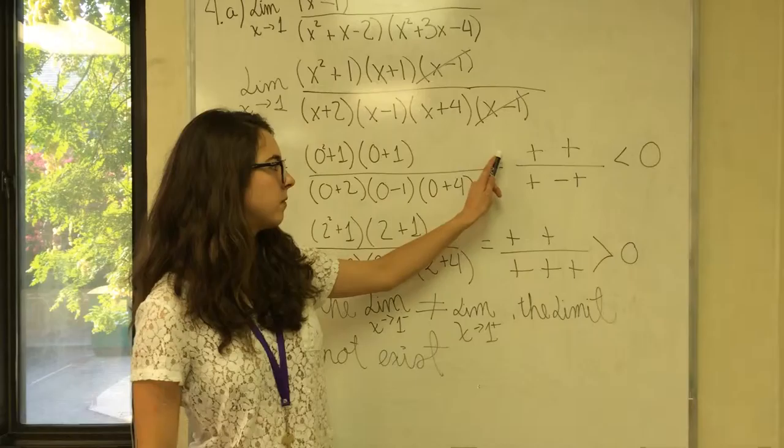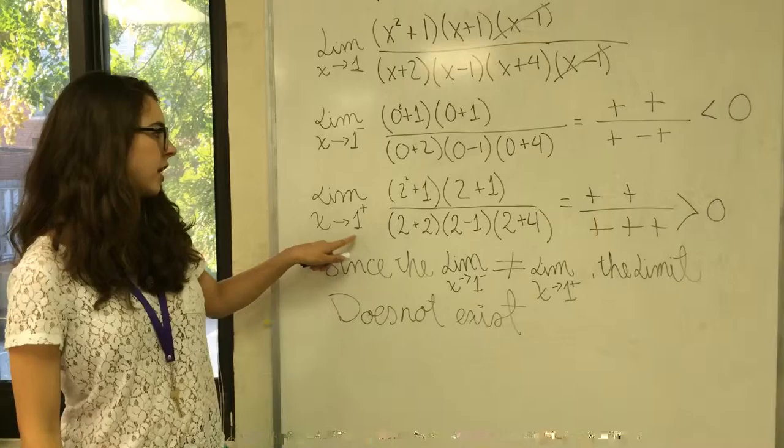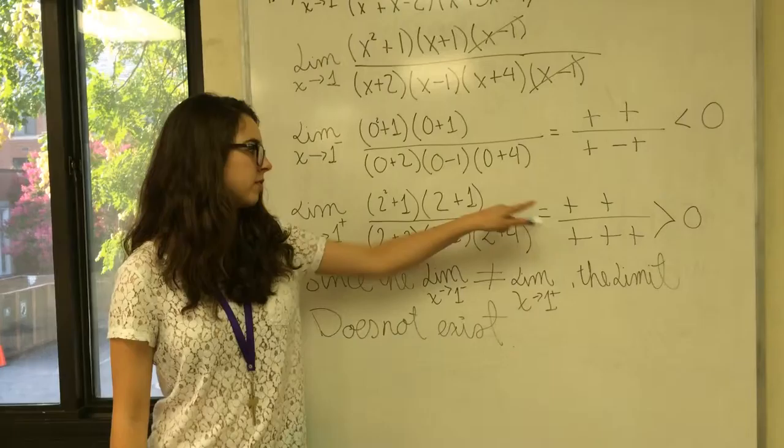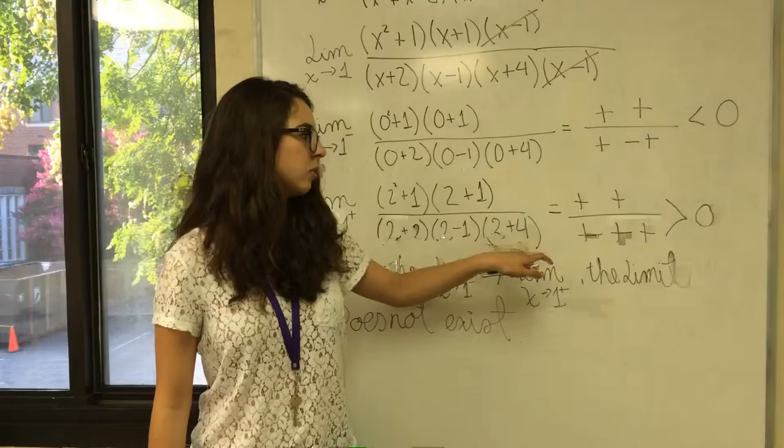We then calculate the limit as x tends to 1 from the right, and we choose a different number, which is higher than 1, so 2. In this case, 2 squared plus 1 would equal a positive number. 2 plus 1 will also equal a positive number. 2 plus 2 will equal a positive number, as well as 2 minus 1 and 2 plus 4. So here, the number would be greater than 0.